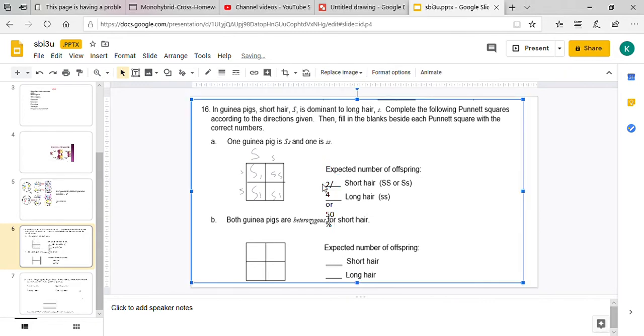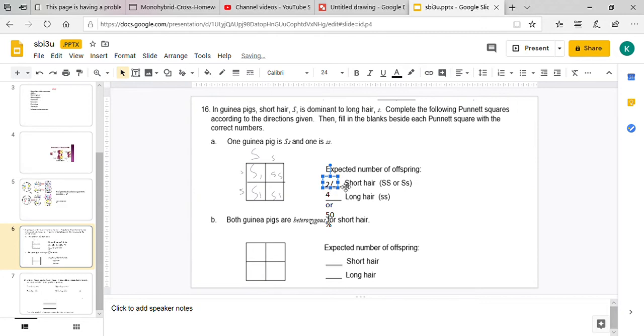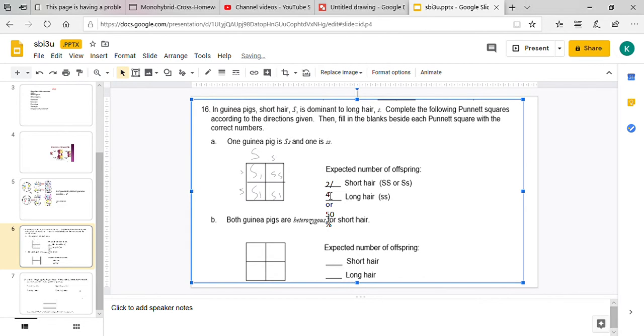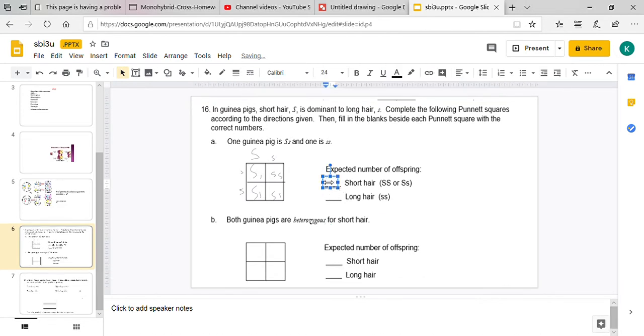Sorry, that was all supposed to have gone up into this box right over here. Let me rewrite that. So that's 2 in 4. Missing my cursor. 2 in 4.